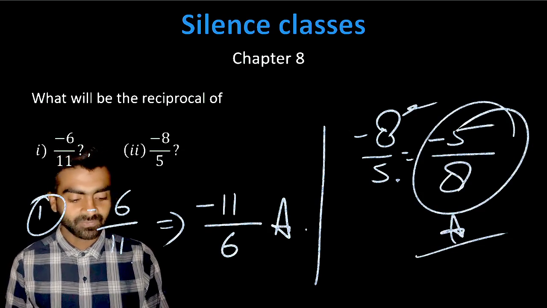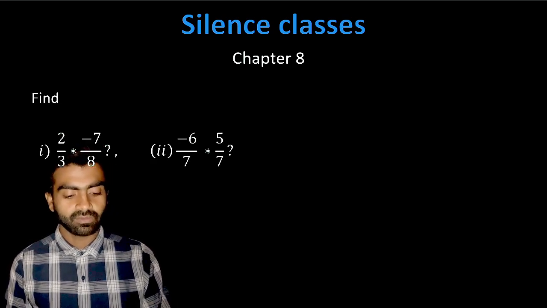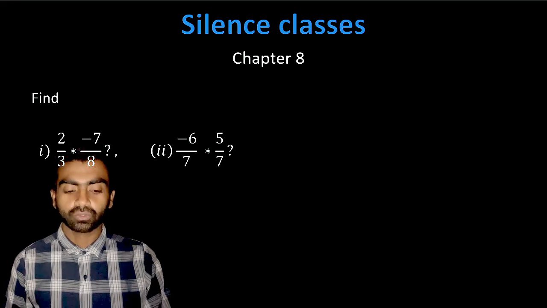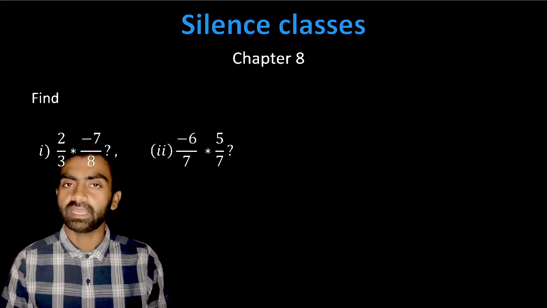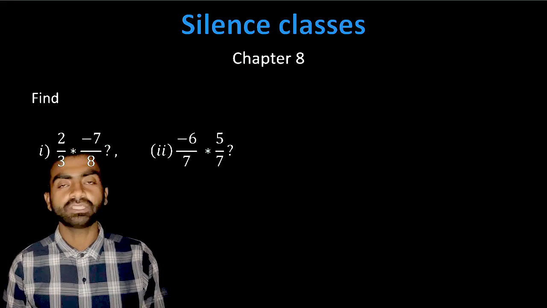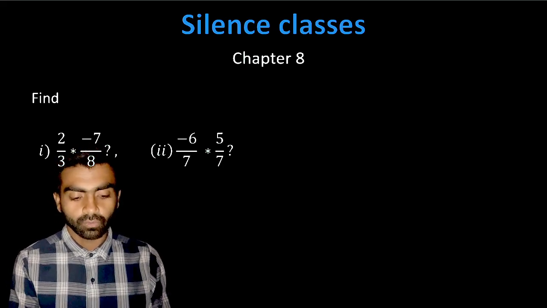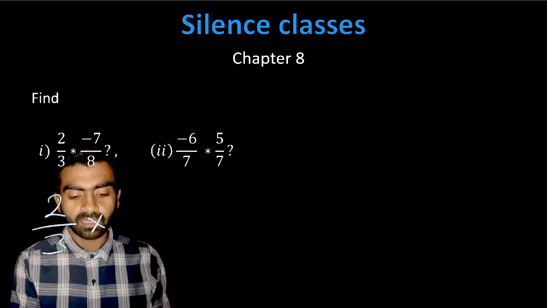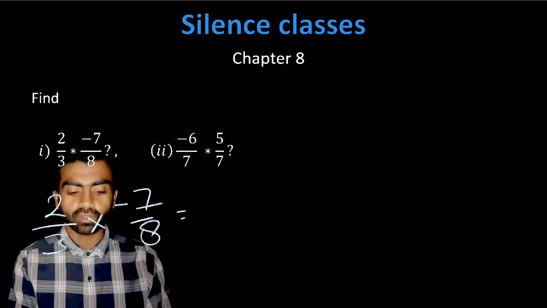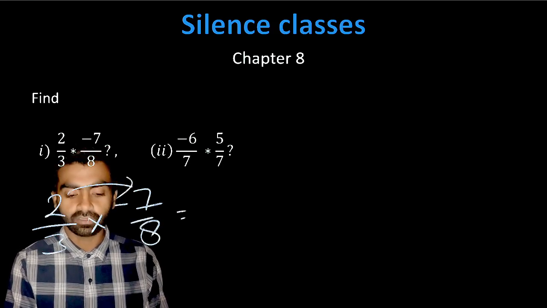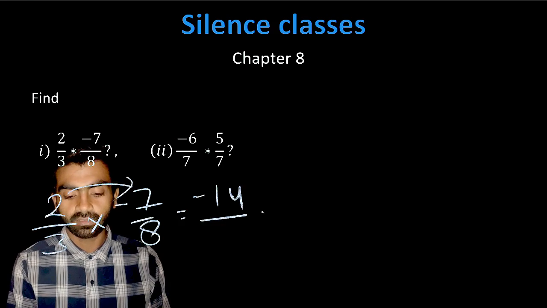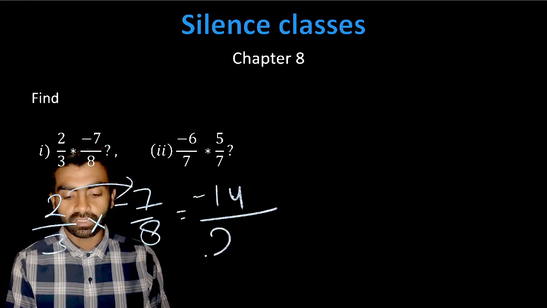Now this is the last question. Try these questions of your exercise. Now let's check it out. 2 upon 3 multiplied by minus 7 upon 8. Again, what we have to do, we have to multiply the numerators. 2 7s are 14, minus 14. And 3 8s are 24.